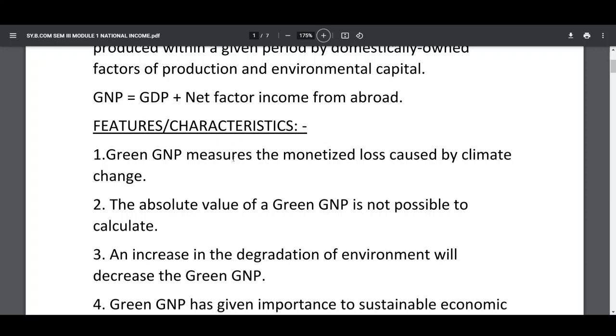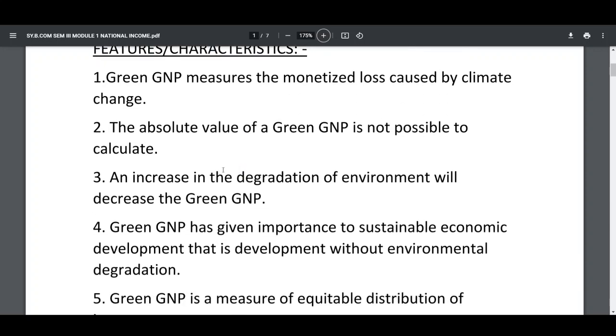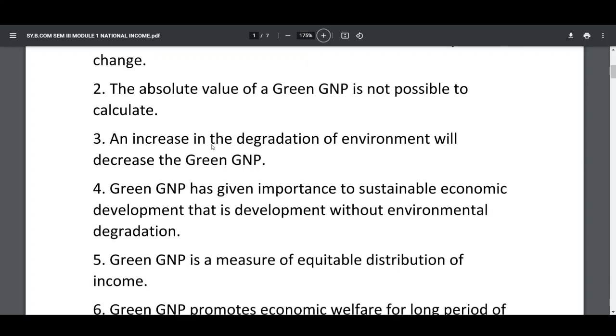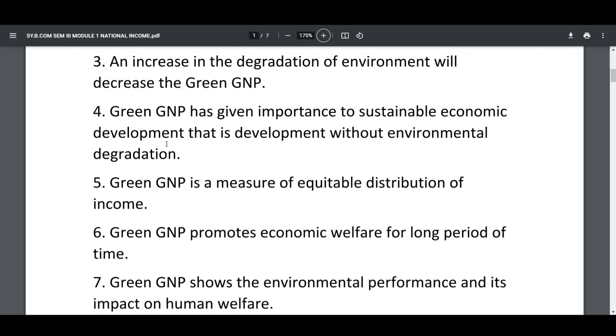Features or characteristics. First, Green GNP measures the monetized loss caused by climate change. Second, the absolute value of a green GNP is not possible to calculate. Next, an increase in the degradation of environment will decrease the green GNP. Fourth, green GNP has given importance to sustainable economic development, that is development without environmental degradation.